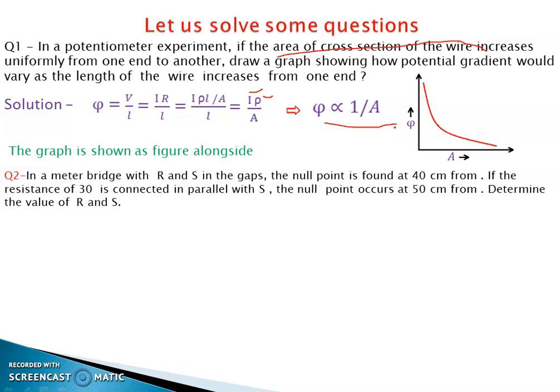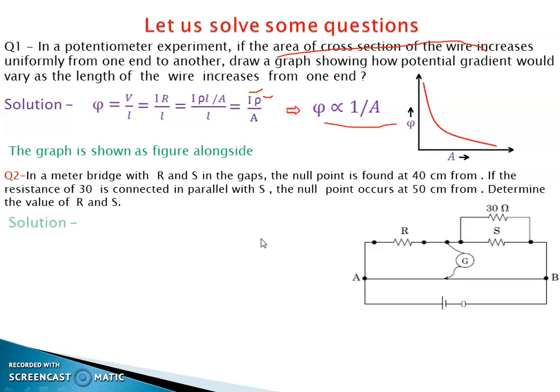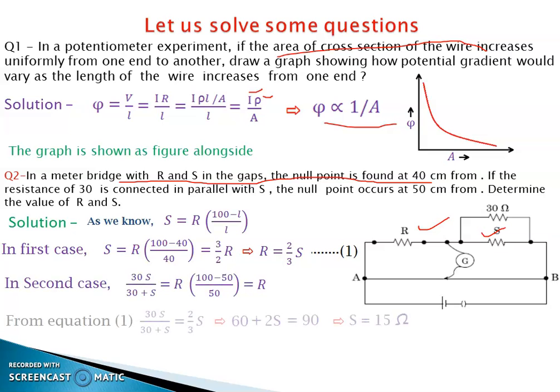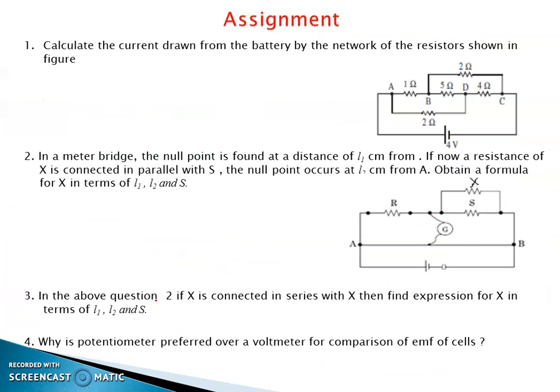Now this is question number 2. This is related to the meter bridge. R and S resistances are connected as per the diagram, and the null point is found at 40 centimeter. Now what will be the equation? S is equal to R times (100 minus L) divided by L. After substituting the value, S is equal to 3 by 2 R. When we connect a 30 ohm resistance in parallel, the resistance becomes 30 S divided by 30 plus S. We can get two equations and find the two values R and S. Now this is all about this.